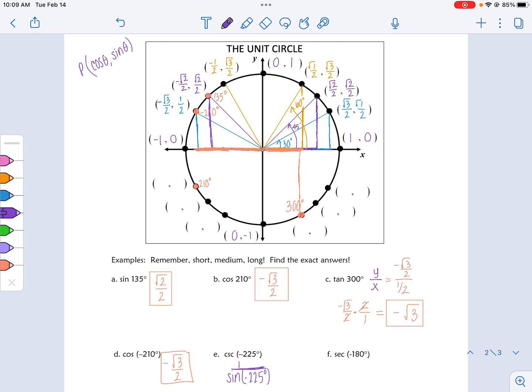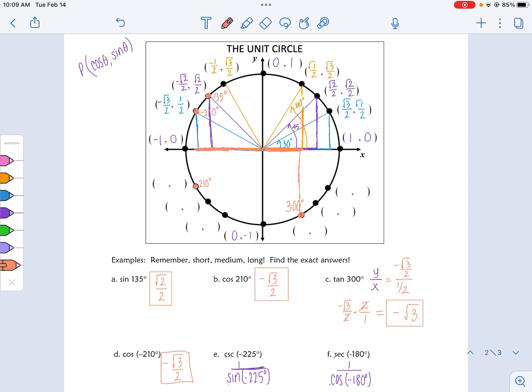Put that on the bottom. Cosecant is the reciprocal of sine. Secant is the reciprocal of cosine. A way to help you remember is that the letters are always opposite. C goes with S, S goes with C. And now we're going to find that angle.